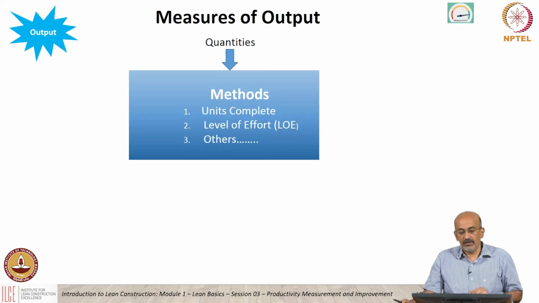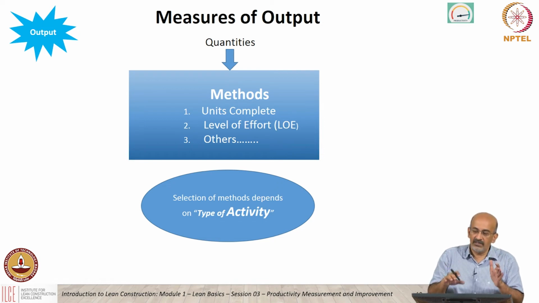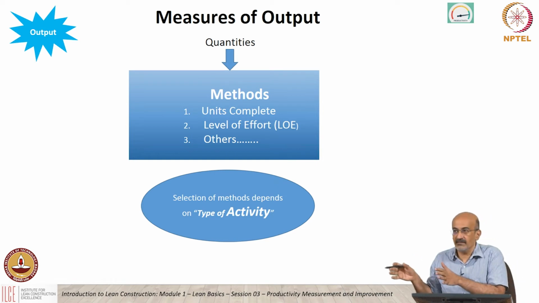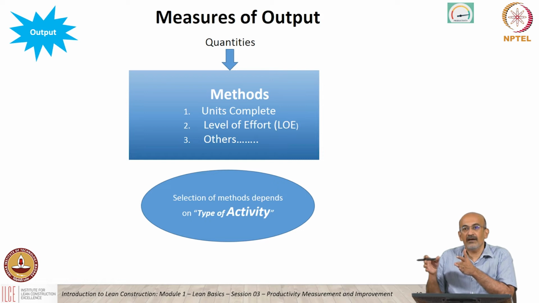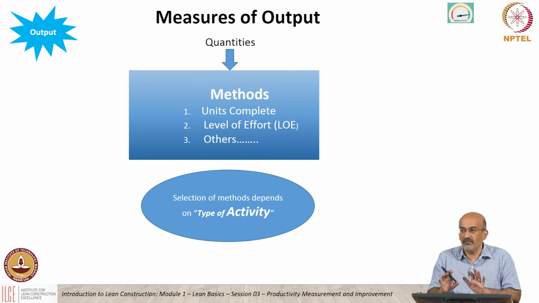Now we go to outputs. We will cover this in more detail in the next section. We have different methods by which outputs can be calculated, and this again becomes important. If I use units complete for an activity which has many subtasks, I will not get a correct output measure, and my productivity value will seem incorrect and will not correlate with what is actually happening on site. So here again we have to understand the issues and select the method appropriately based on the type of activity. But like I said, we will cover this in more detail in the next lecture.